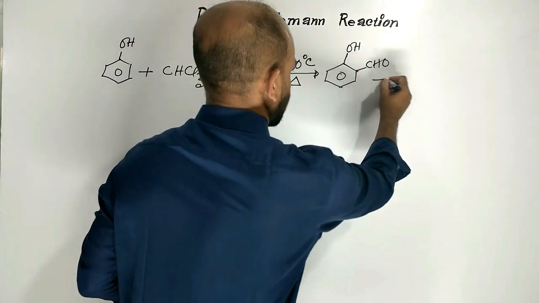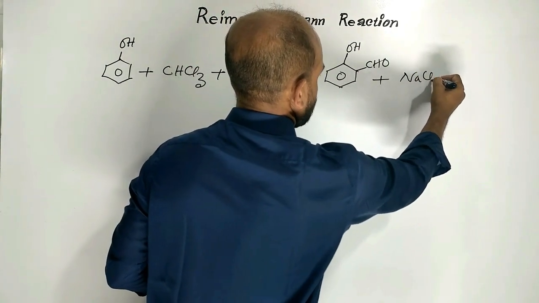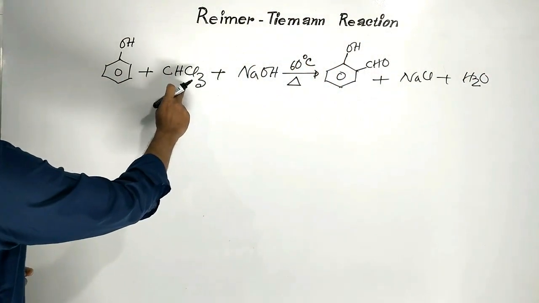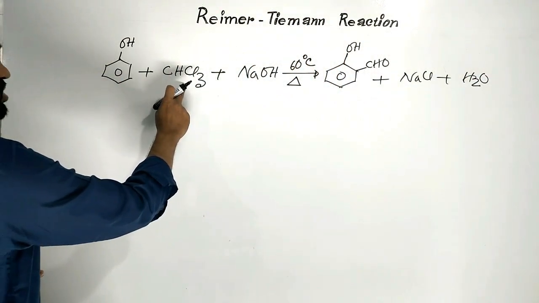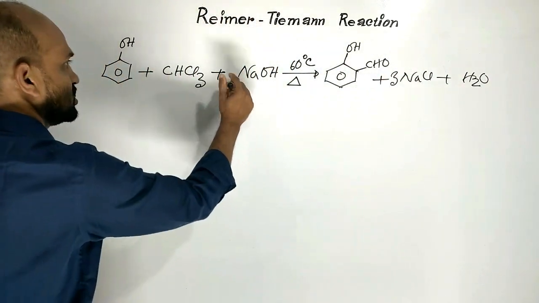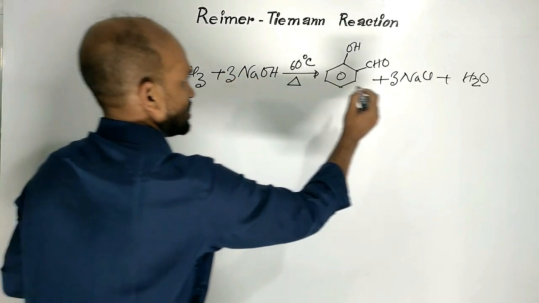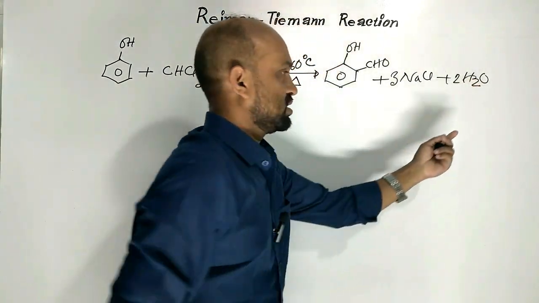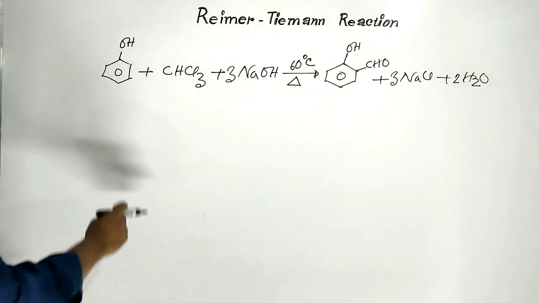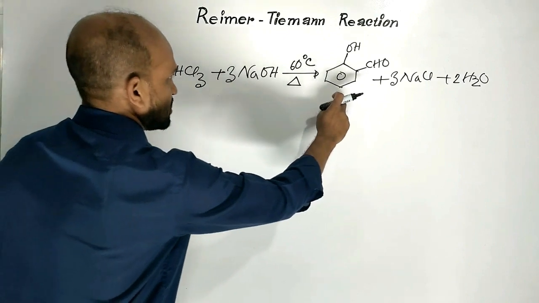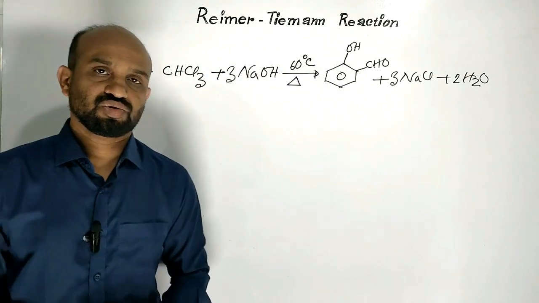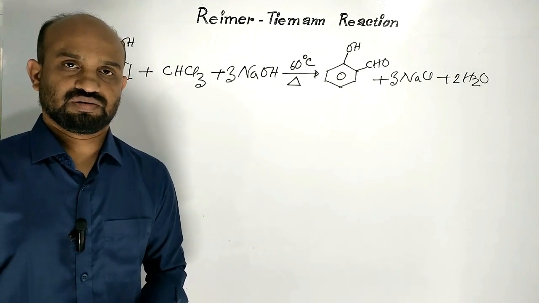Here byproducts are sodium chloride and water. If we balance this reaction, then here 3 chlorine atoms, 3 sodium atoms, and here there will be 2 molecules of water. Through this reaction we can prepare salicylaldehyde from phenol. This reaction is known as Reimer-Tiemann reaction.